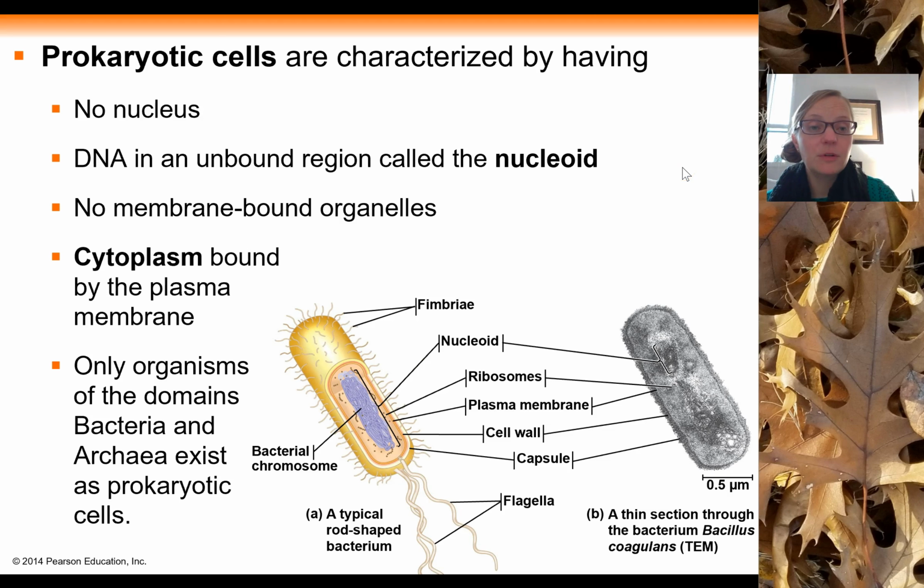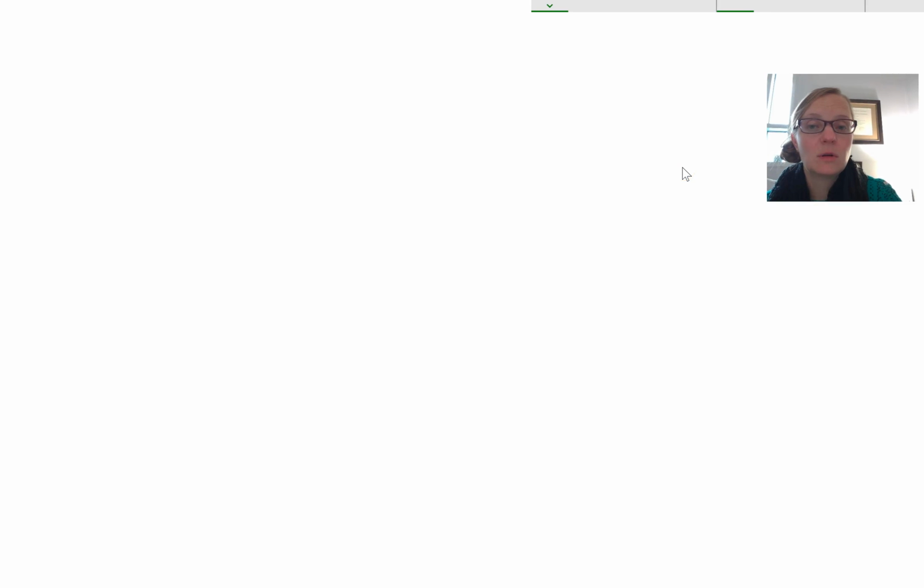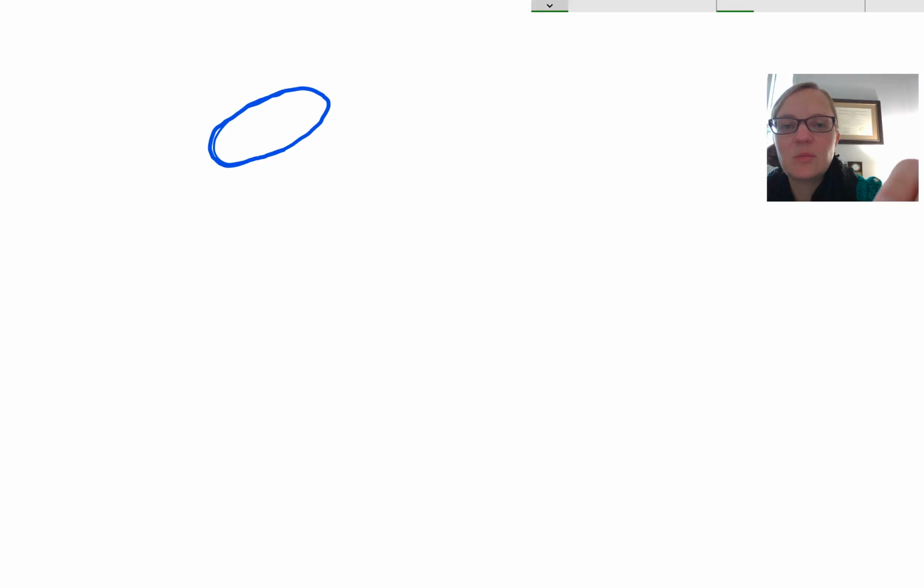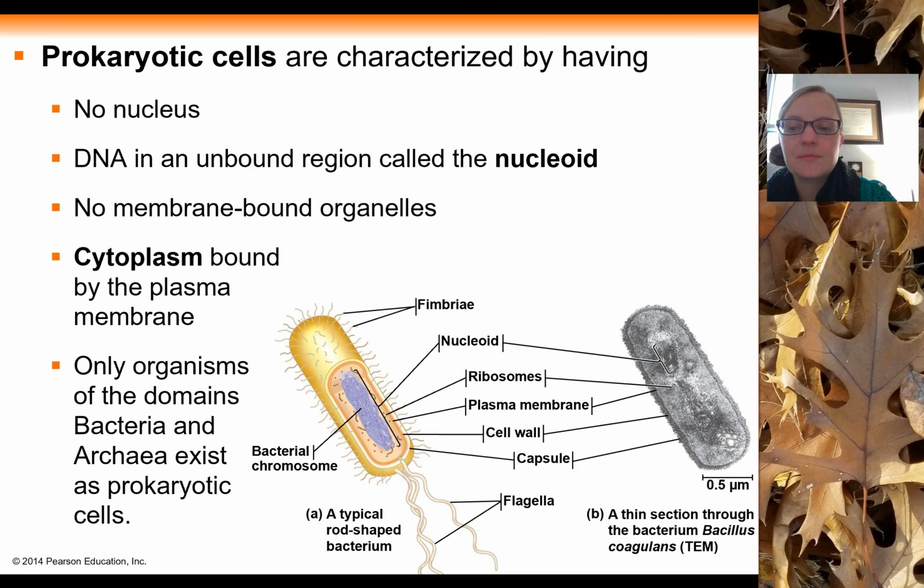So if we were to draw that out, for a prokaryotic cell, let's say blue is my plasma membrane, the cytoplasm is going to be everything on the inside of that cell. So everything in red is going to be the cytoplasm. Okay, we'll come back to this in just a minute.